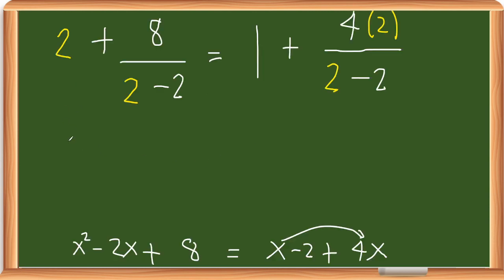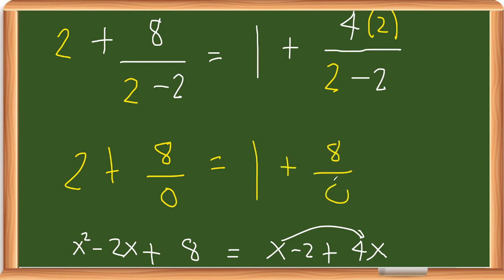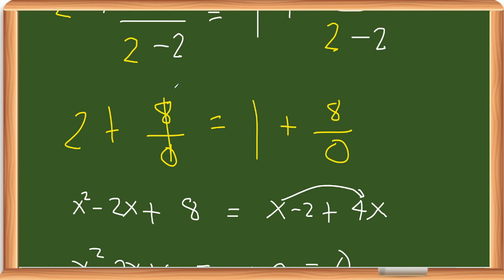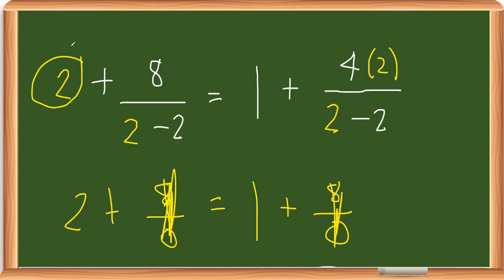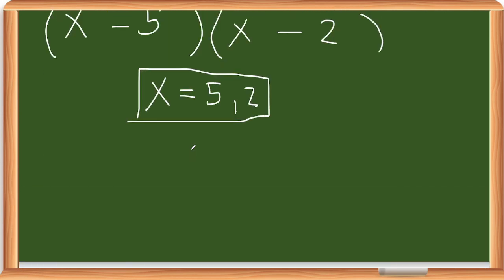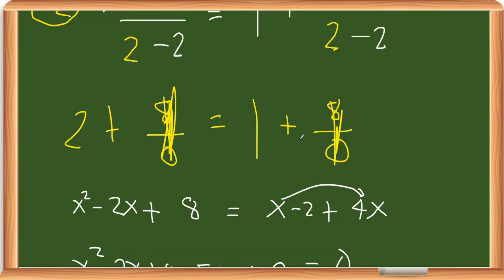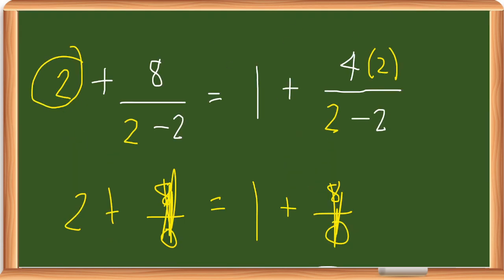Okay. So, we have 2 plus 8 over 0. Wow! Undefined na siya, no? Is equal to 1 plus 8 over 0. Undefined din. Although, pwede natin nang eliminate yan parehong mayroong 8 over 0. Imposible namang 2 is equal to 1. No? So, that means, yung solution that x is equal to 2 is not the solution for the equation. No? Tignan natin yung 5.